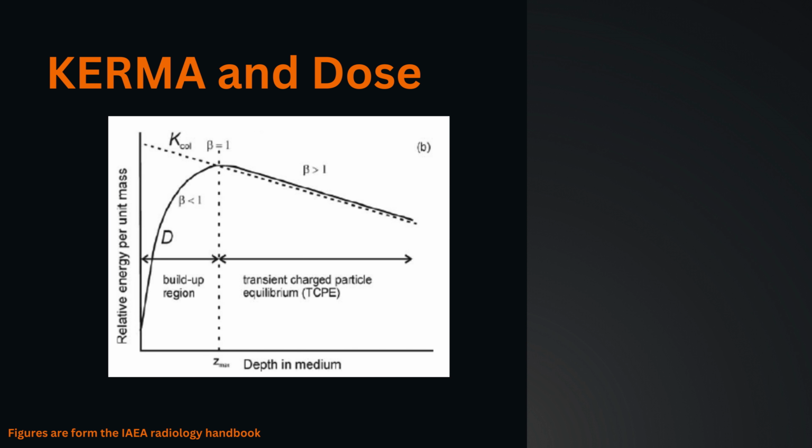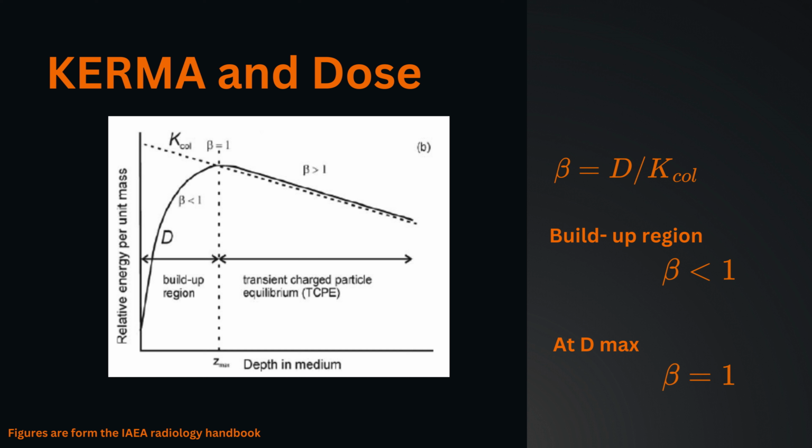This figure shows the variation of KERMA and absorbed dose with depth. The ratio between the absorbed dose and KERMA is denoted as beta. In the build-up region, beta is less than 1. At the depth of maximum dose, Dmax, beta equals 1. Beyond Dmax, beta is greater than 1.